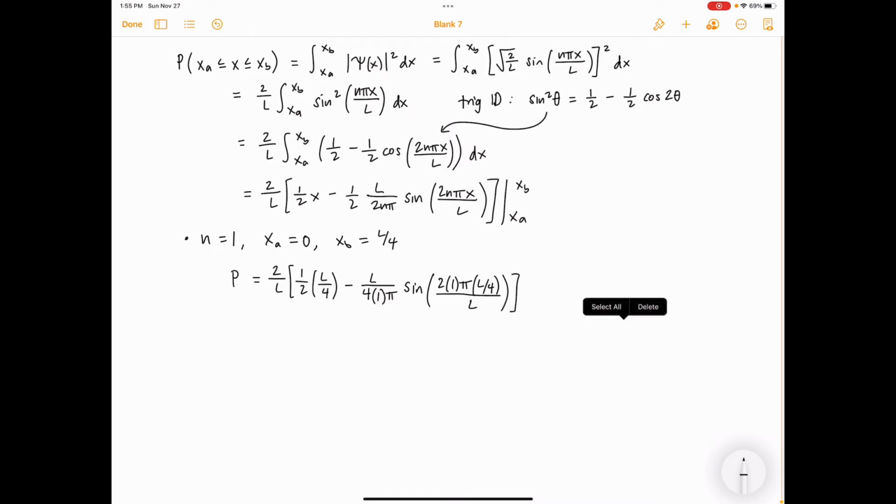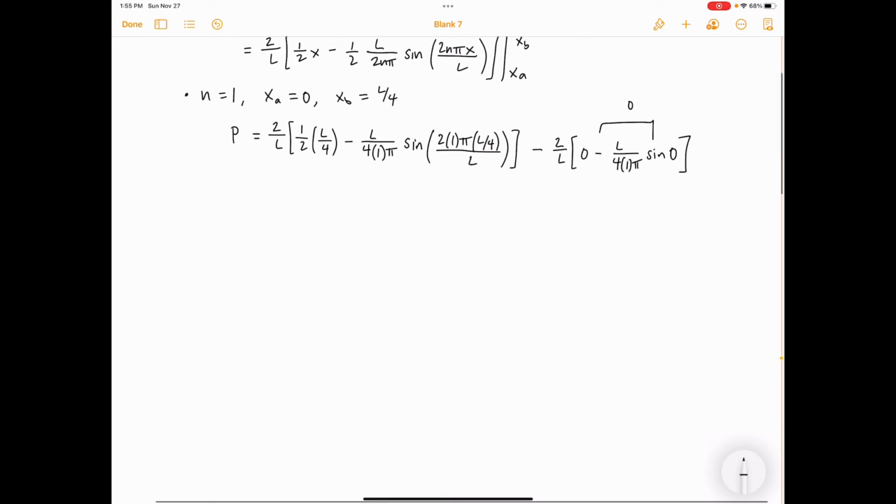Okay, and then let's evaluate at the bottom limit. We have 2 over L. All right, and then I have 1/2 of x, but if I plug in 0 for x, that's going to give me 0. And like before, I have this L over 4 times 1 times pi thing. And then I have sine of blah, blah, blah times x, but the point is x is equal to 0, so I have sine of 0 there. So sine of 0 is equal to 0. That means this whole thing in the brackets is equal to 0. So I'm really interested in that first term.